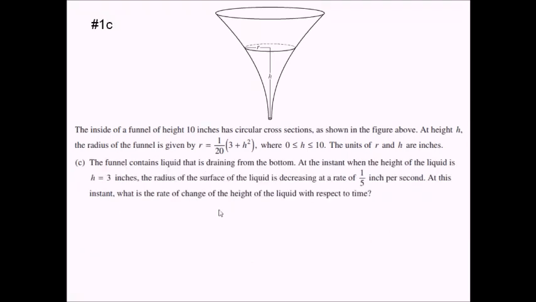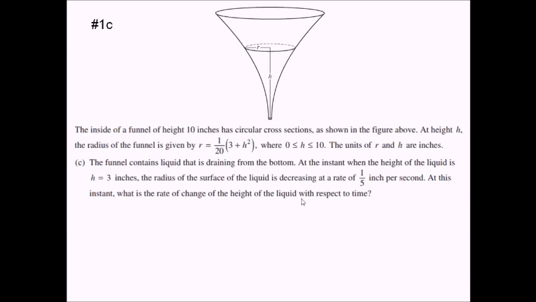For this last part of the problem, they're saying that this funnel has some liquid that's draining at the bottom. And at the instant when the height of the liquid is 3 inches, somewhere down here, I guess, the radius of the surface is decreasing at 1/5 inches per second. We want to know at this particular instant the rate of change of the height of the liquid with respect to time. So we've got one rate of change. We're asking for another. This is a related rates kind of problem.